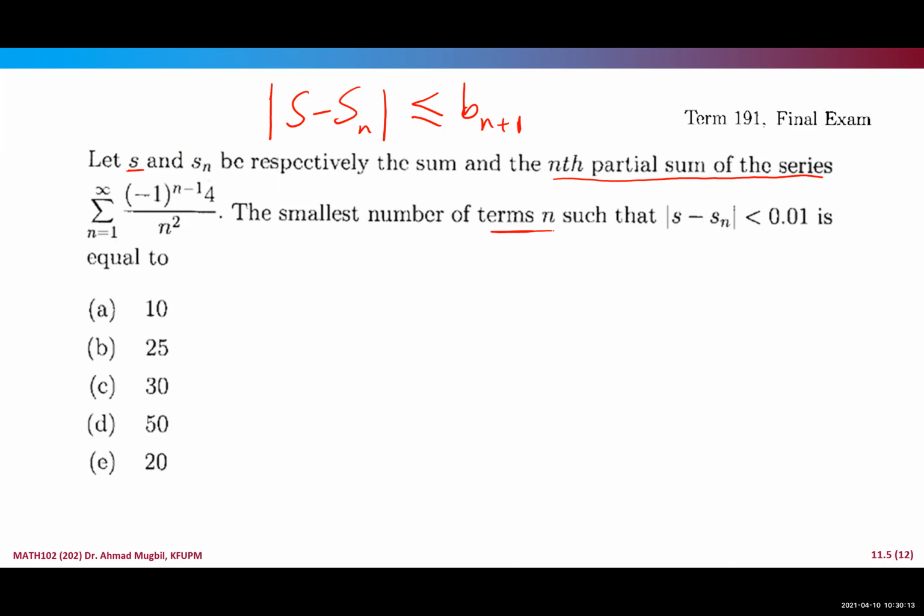Of course, here the same will be the same. The number of the terms will be the same as n. Why? Because we are starting from 1. So they will be the same. The number of the terms is the same as the value of n, such that the error is less than 0.01. Please, take 1 minute and tell me your answer if you have an answer.